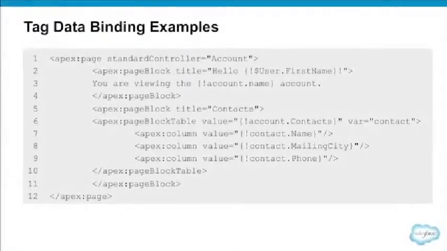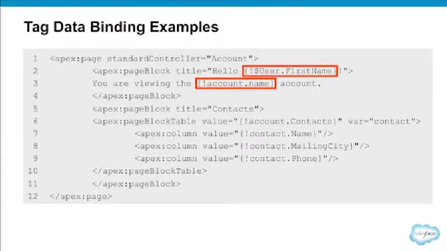Here's sample markup showing a Visualforce page doing a bunch of stuff. You'll see that it's using the standard controller for account, which means that we have an instance variable within the page of the same name. We're using the global variable for the currently logged in user, so we're displaying hello and then that person's name. It displays the account name value here. We have something called a page block table, and what the page block table does is it displays a table with the Salesforce look and feel.